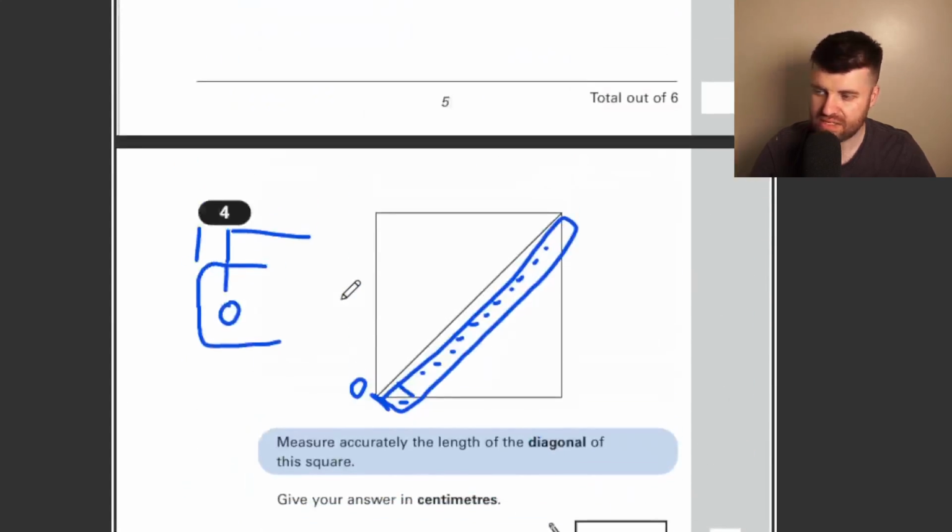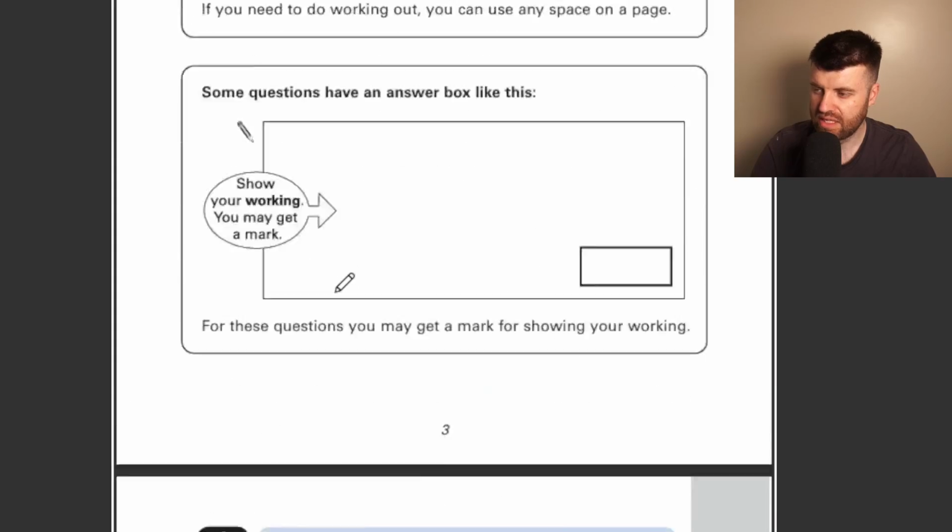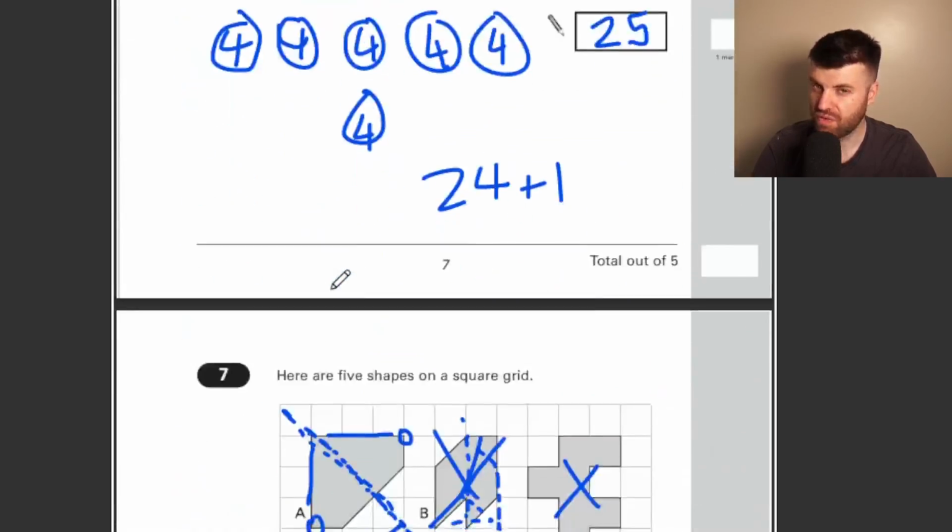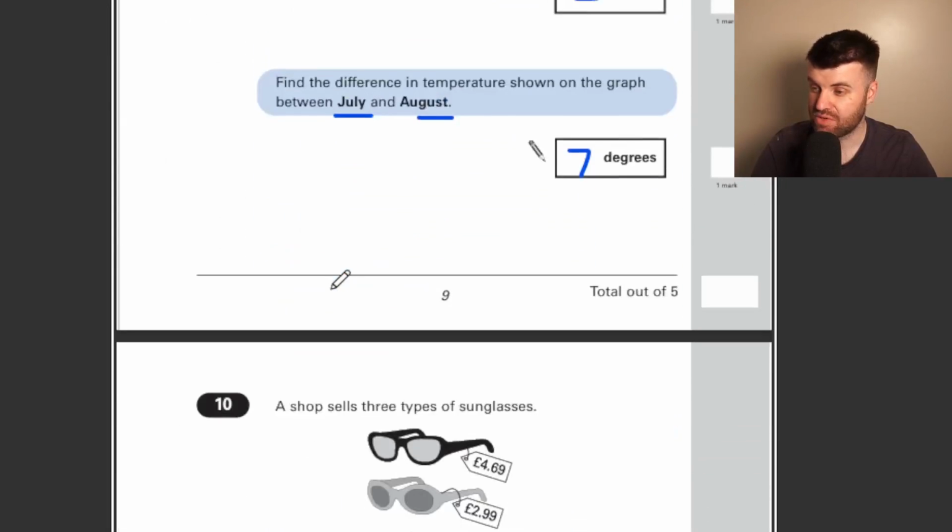Again, look at this paper, guys. So far, I've not had any squared bits to do my working out. It's just trusting that you'll do it in the blank, and it's not forcing you to do it. And it's thinking you might do some mental strategies too.